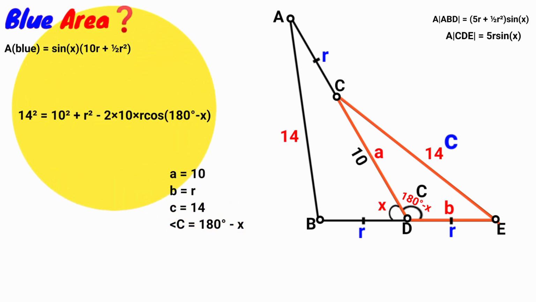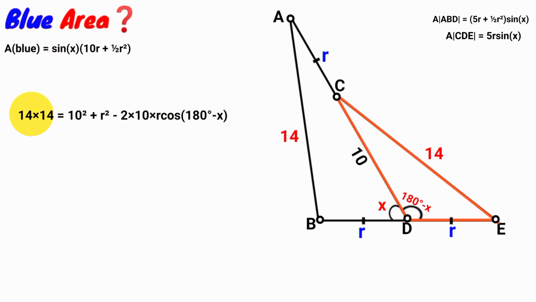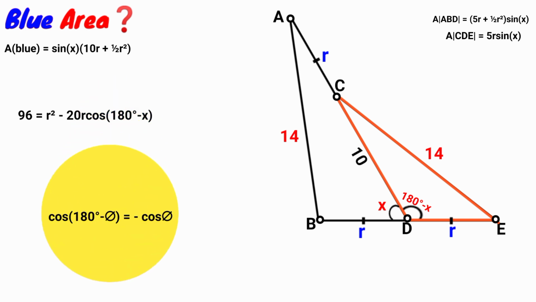Now 14 squared equal to 10 squared plus R squared minus 2 times 10 times R cos 180 degrees minus X. 14 squared is 14 times 14, which is 196. 10 squared is 100. Minus 2 times 10 times R is minus 20R. Take the transpose of this 100. 196 minus 100 is 96. This cos 180 degrees minus X. From trigonometry, there is an identity that cos 180 degrees minus theta equal to minus cos theta. That is, this cos 180 degrees minus X is minus cos X.